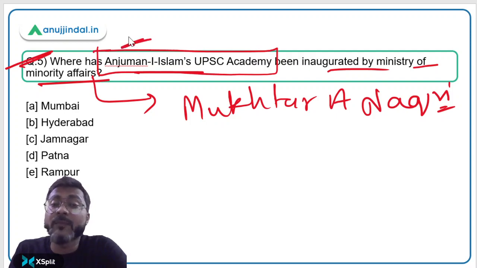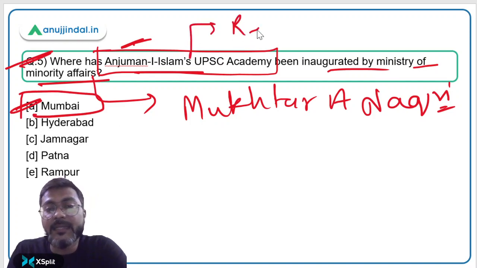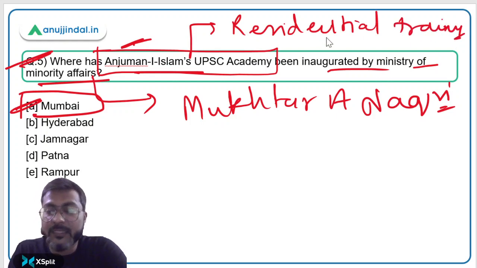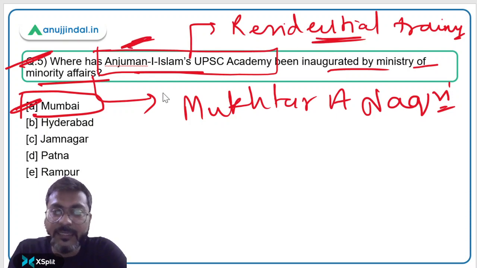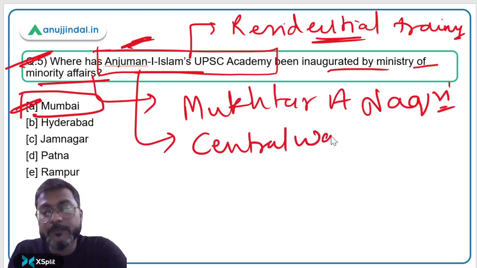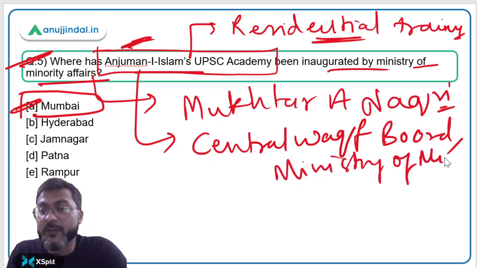So Anjuman-e-Islam's UPSC Academy has been inaugurated in Mumbai. Alright. Remember, it is a residential training program for civil service, and specifically for Muslims. Who is this for? For Muslims, it is clear from the name. And it is being funded by the Central Waqf Board, which works under the Ministry of Minority Affairs.